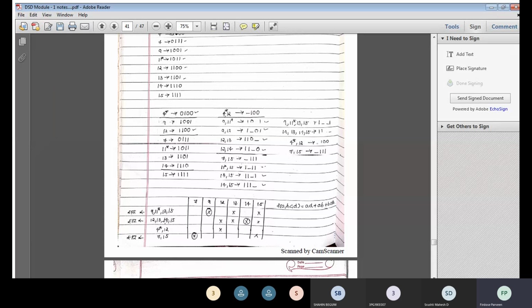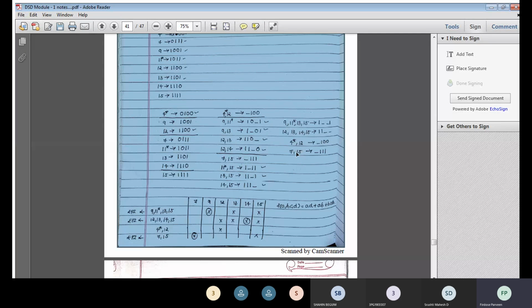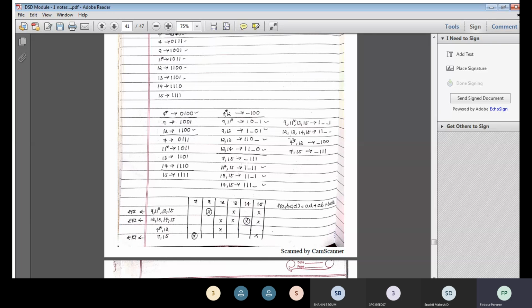12, 13, 14, 15, what is it? It is AB. See here, it is 1, 1, so AB. 4 and 12, what is it? 4 and 12 is not an essential prime implicant. Why? Because 4 is your don't care term. So you need not look at 4. 12 is already covered here. So we can neglect this one.